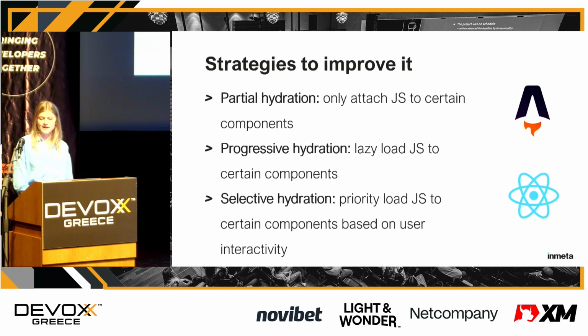For example, in Astro, you can define which components to hydrate with a directive, client:load. You will also see this in React Server Components later. With progressive hydration, you can lazily load JavaScript, for example, with Astro's client:visible or with React Suspense. And then selective hydration lets you prioritize which component to make interactive based on user interaction. And this can also be done with Suspense. And there are many other ways being implemented in other frameworks, such as with resumability in Qwik.